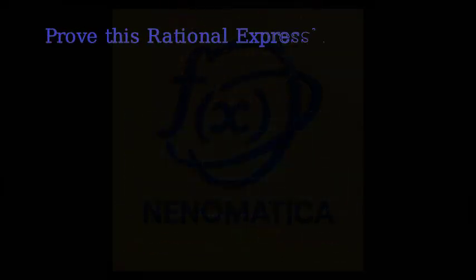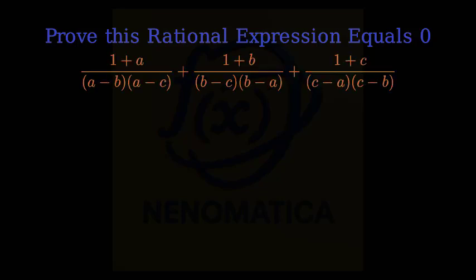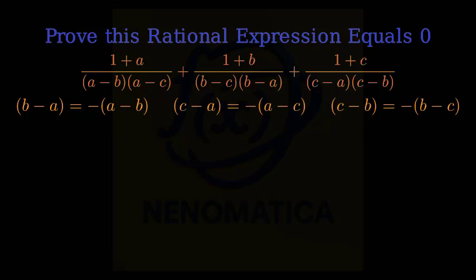In this lesson, we will simplify a symmetric rational expression and show that it equals 0. Here is the expression. Our goal is to combine the fractions, simplify the numerator, and show the result is 0. Step 1. We will rewrite each term to share the common denominator.